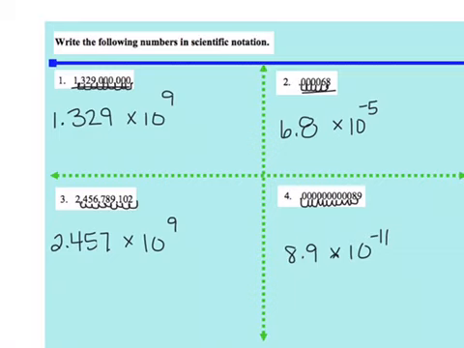For number 3, I got 2.457. You might have had 2.456, but be careful. When we look at this, that number there is bigger than a 5, so we need to round up.